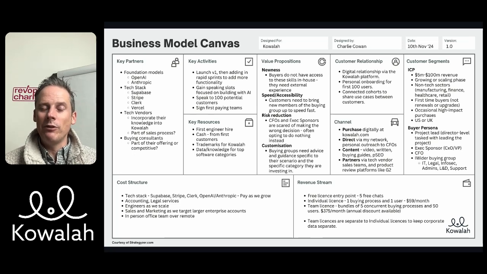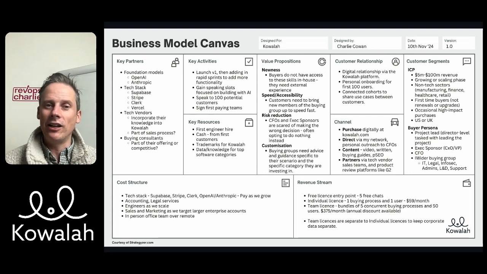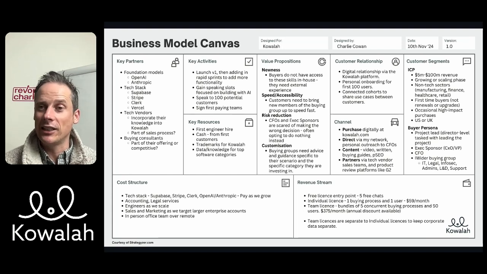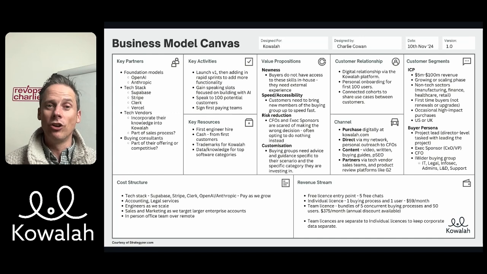So having done that, we now move over to the left-hand side and we think about 3 boxes, which are what are the things that we need in order to deliver this value proposition into our customer segments. So first thing, key activities. What do we need to do to launch this AI product or platform?